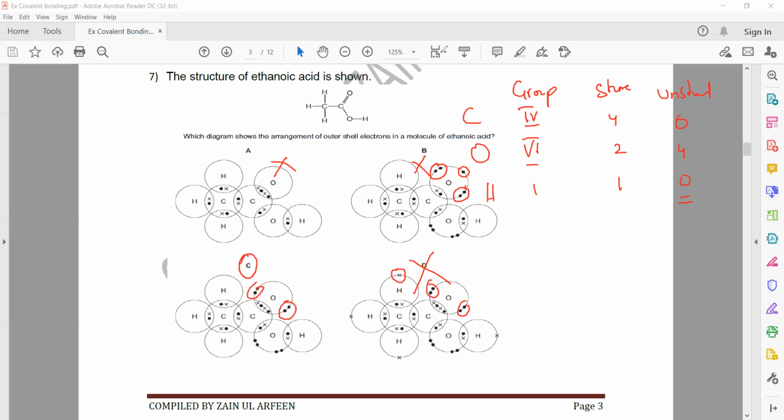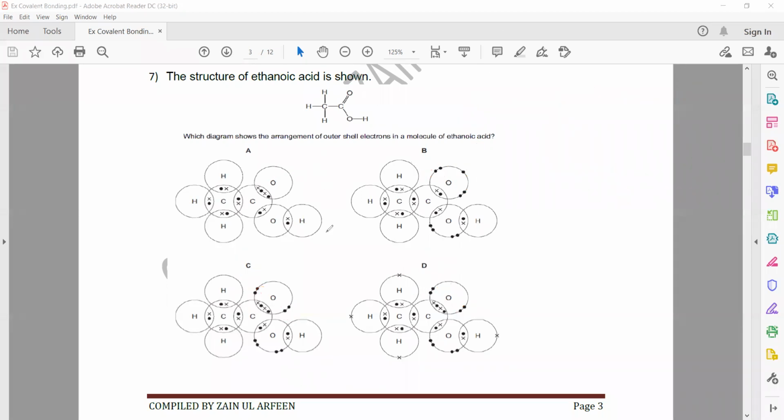So we can work it out directly by counting the number of unshared electrons. If that one is correct, then we will check the shared ones.